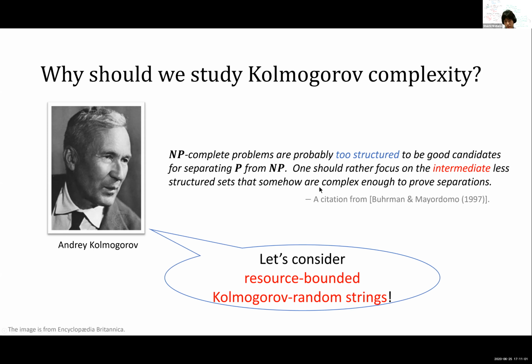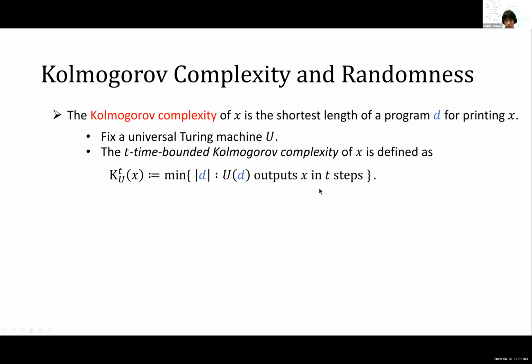So let me quickly recap what Kolmogorov complexity is. Kolmogorov complexity of x is defined as the shortest length of a program D for printing x. To make it formal, we fix a universal Turing machine U, and the T time-bound Kolmogorov complexity of x is denoted by K_U^T of x. And it is defined as the shortest description for printing x in T steps.